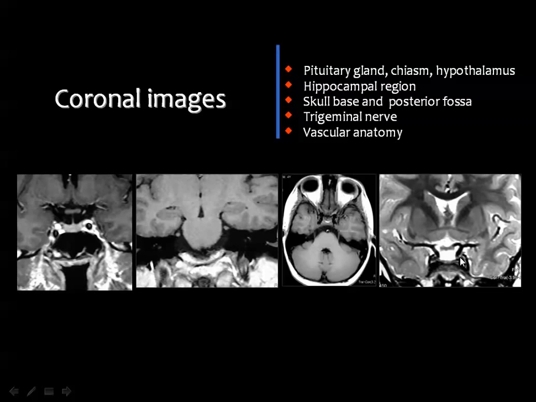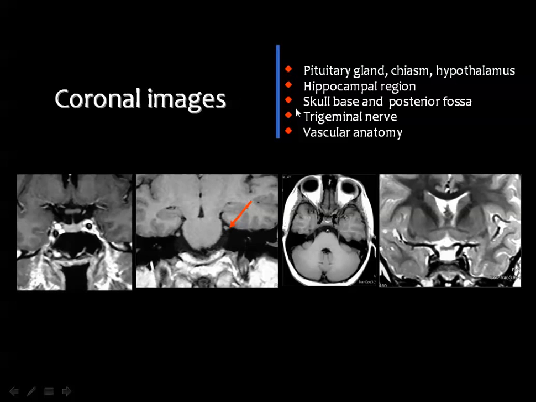You can see, especially in the T2 weighted images, the internal carotid artery, the middle cerebral artery, and the anterior cerebral artery. You remember that the trigeminal nerve is seen in the axial images, but if you have a coronal image like this, then you will see the trigeminal nerve on both sides of the brainstem. And this is the cut section of the trigeminal nerve.